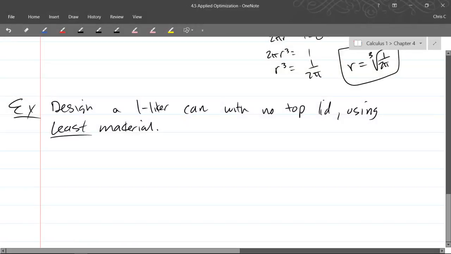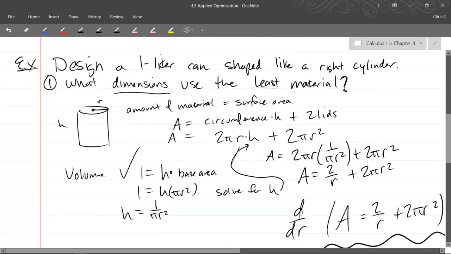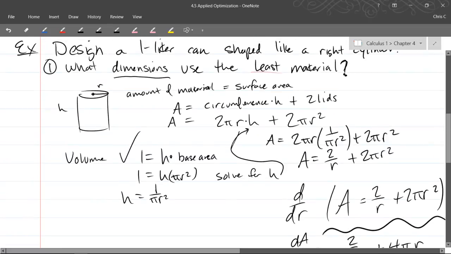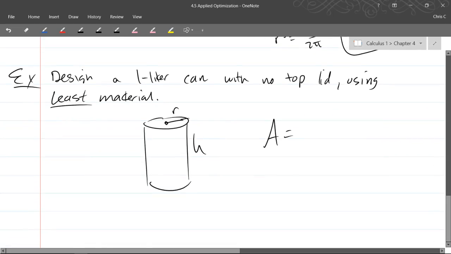So we have the same can, we just have no top lid. So we can use the exact same setup we had from before. We still have a radius, we still have a height. Area equals, we call it what, outside or something? Area equals circumference times h plus one lid.